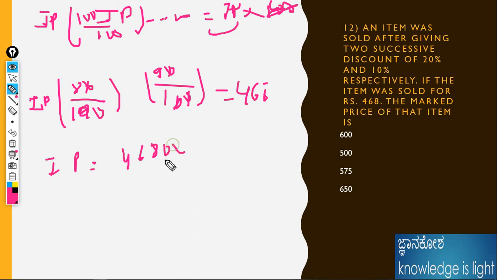46800 by 72. Anyway, it is divisible by 4 because the last two digits are divisible by 4. That's why I'm taking 4 only. Please see the video on the divisibility rule and you will understand why I'm taking 4 only. 4 on the 4 is 32, therefore again 4 on the 28, therefore double 0 is coming.